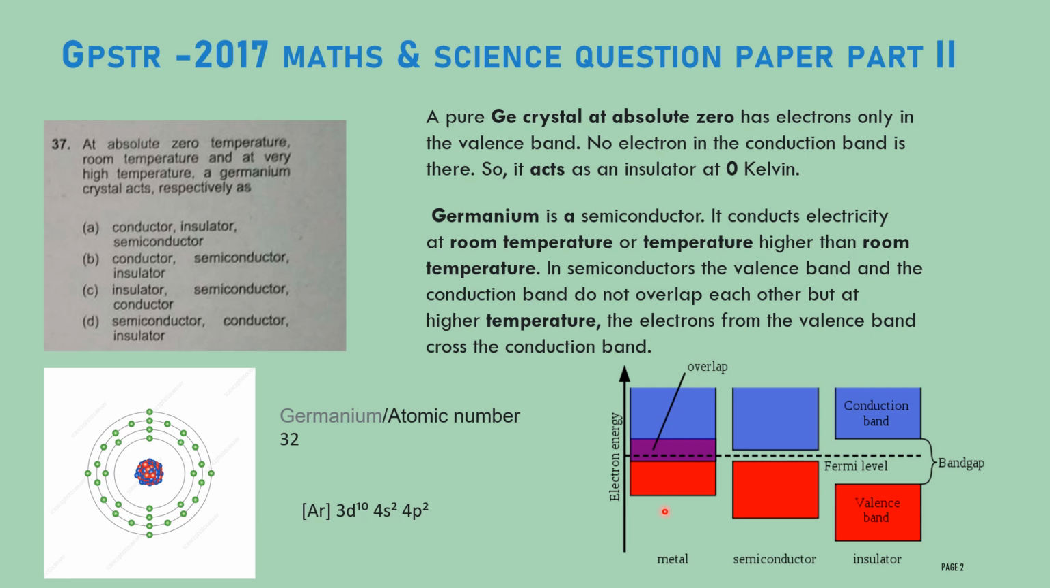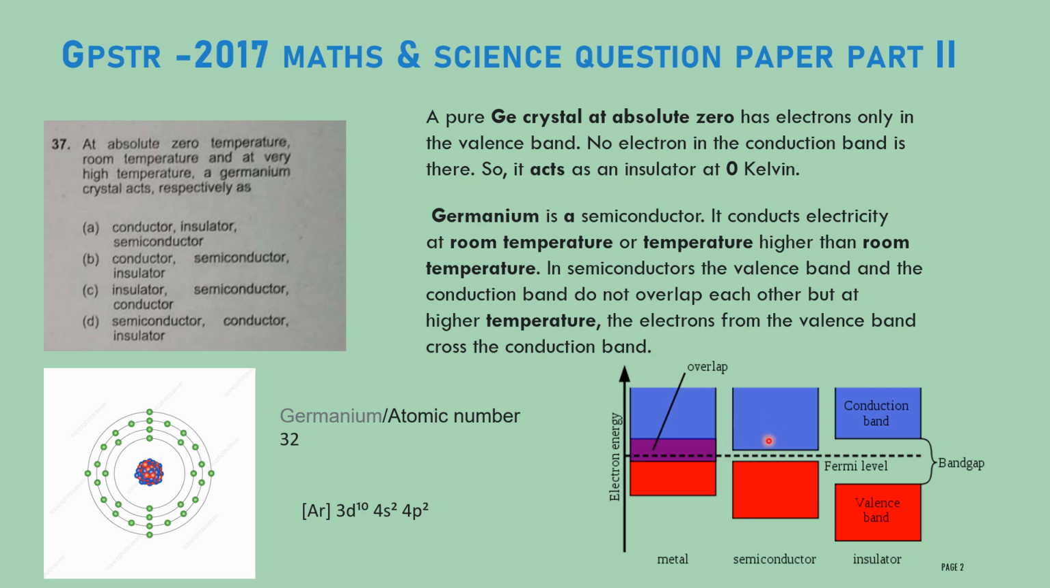What is meant by conductor? A conductor allows all electricity to pass through it, and we call it a conductor. Then listen here, germanium is a semiconductor. It conducts electricity at room temperature and at temperatures higher than room temperature. In a semiconductor, the valence band and the conduction band do not overlap each other, but at higher temperature, the electrons from the valence band cross into the conduction band.